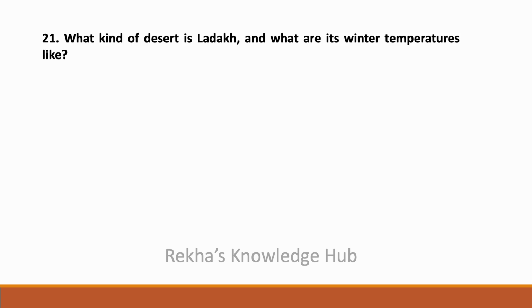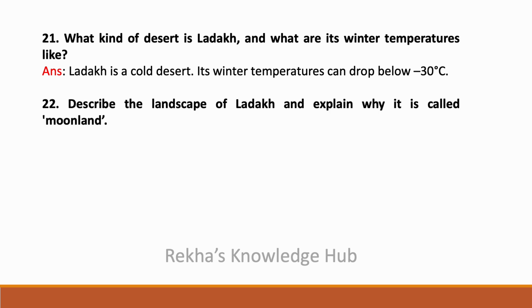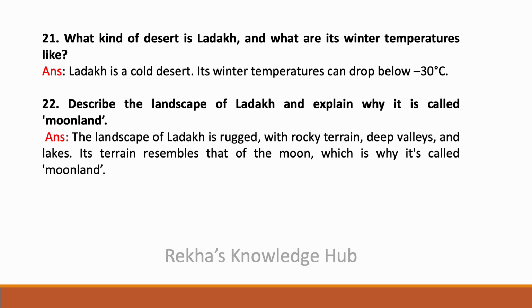What kind of desert is Ladakh and what are its winter temperatures like? Ladakh is a cold desert. Its winter temperatures can drop below minus 30 degrees Celsius. Describe the landscape of Ladakh and explain why it is called Moonland. The landscape of Ladakh is rugged with rocky terrain, deep valleys and lakes. Its terrain resembles that of the moon, which is why it's called Moonland.